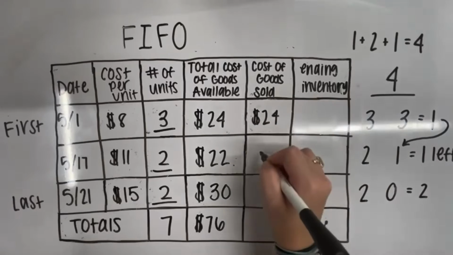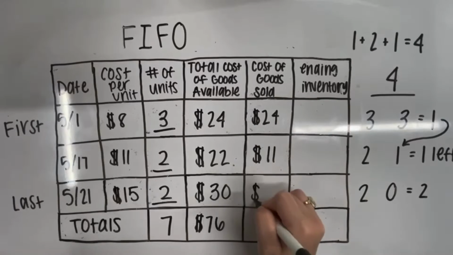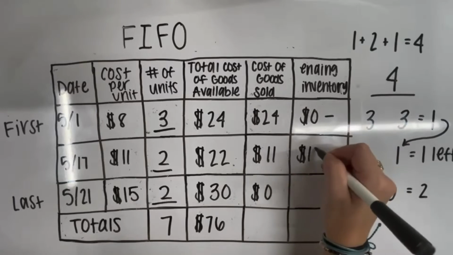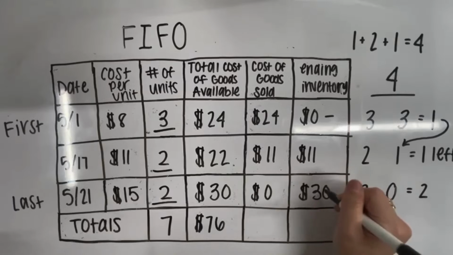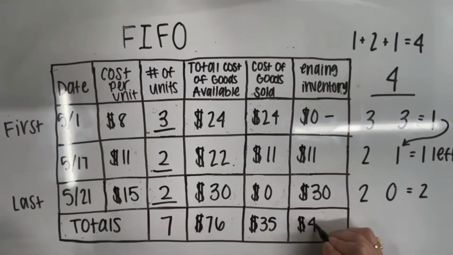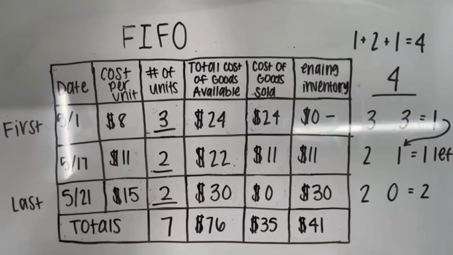Next, we will work our way down the table based on which items we purchased first. There are 3 units for May 1st, so we will take the 3 out of the 4 that we sold, which leaves us with 1 unit left. On May 17th, there are 2 units, but we only have 1 left, so we will only account 1 unit sold for the May 17th cost per unit.